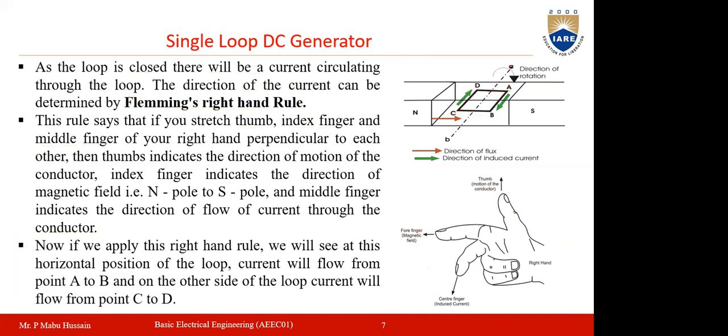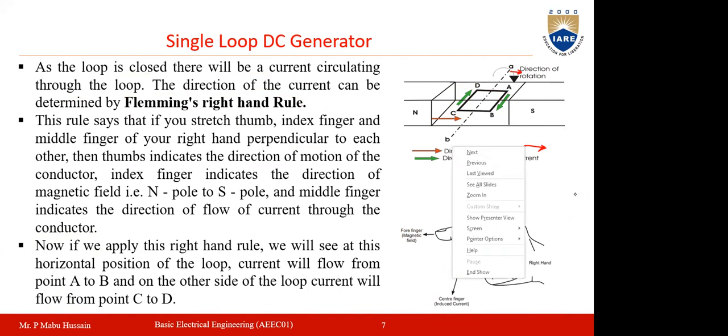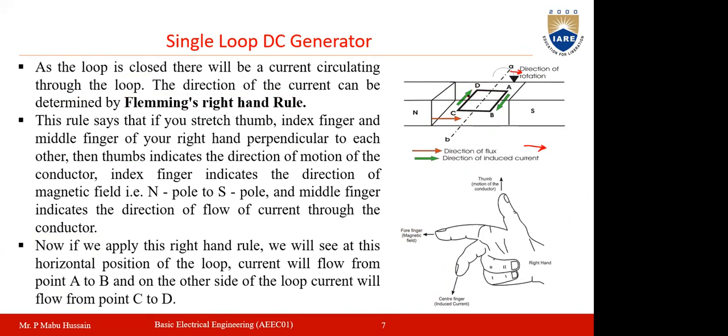See here, if you observe, this is the direction of rotation. The magnetic field has a fixed direction, in this direction. This is your conductor, AB and CD. The flux lines are in this direction. The movement will be such that the AB side goes downward and the CD side goes upward.